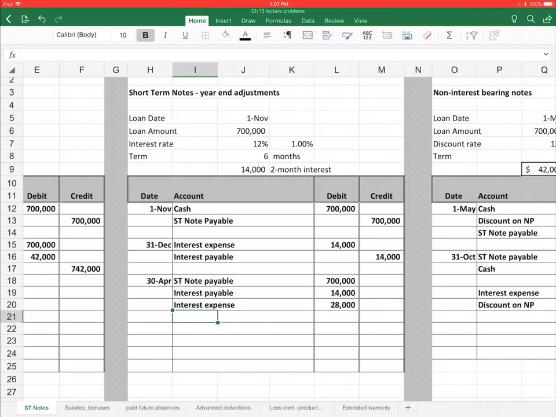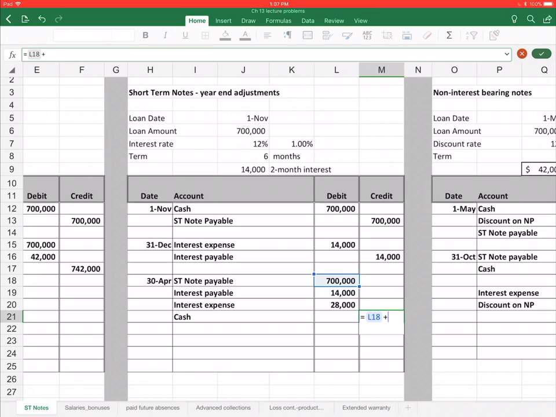And then the last thing I need to account for is the cash. So the amount of cash that I'm going to have to pay out is going to be the initial loan plus the 2 months of interest that I accrued for in the first accounting period, plus the 4 months of interest expense that I'm accruing for in this accounting period. So the total amount that I'm going to have to pay out is $742,000.